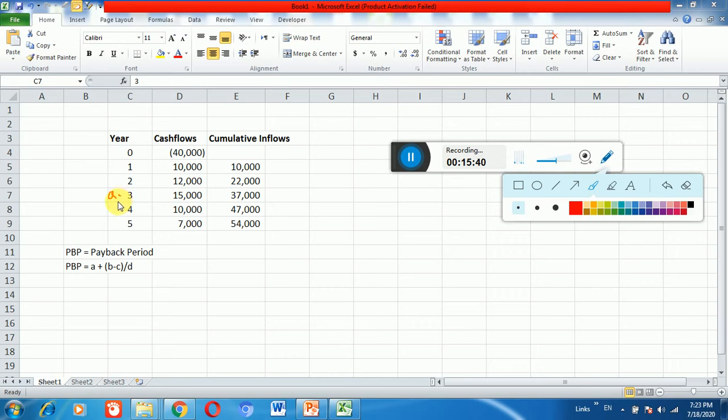Okay, this is A. Once again, if you want to know this A value, just compare the cash flows with your initial cash outflow. So in the first, second, third years, these values are lower than the cash outflow, but in the fourth year you can see the value is higher than the 40,000. So 1 year before is the third. This third year we call our value A. Okay, now which value is our B?